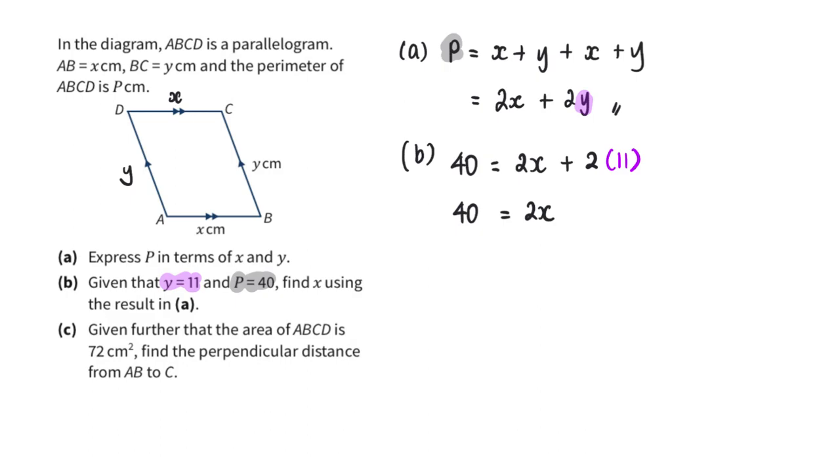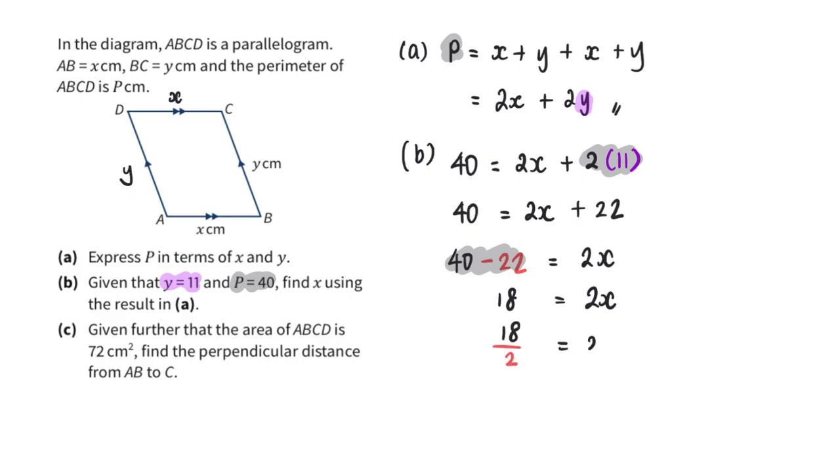2 times 11 is 22. And I am going to minus 22 on both sides, so that you will see minus 22 here. I'm left with 2x on the right hand side. 40 minus 22 is equal to 18. And I am going to divide by 2 on both sides. So the final answer, my x is equal to 9.